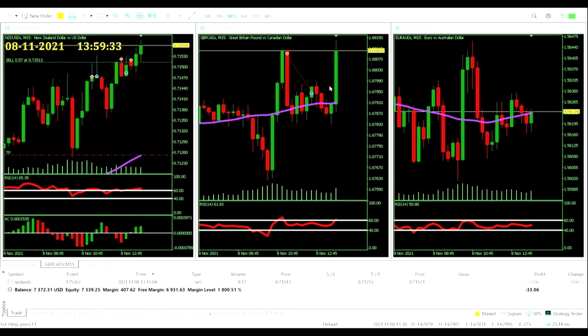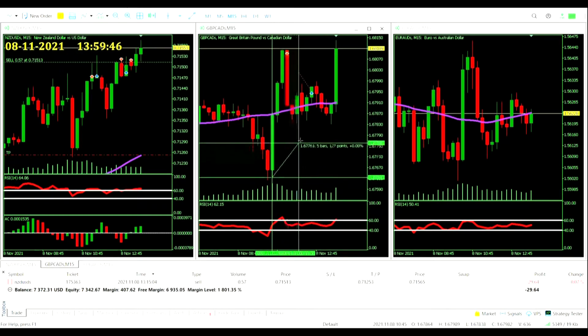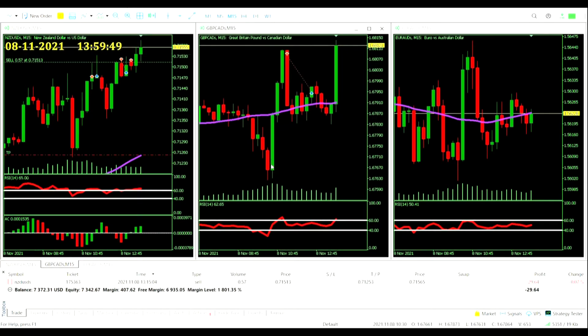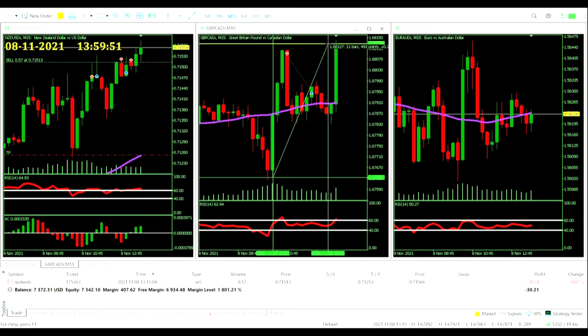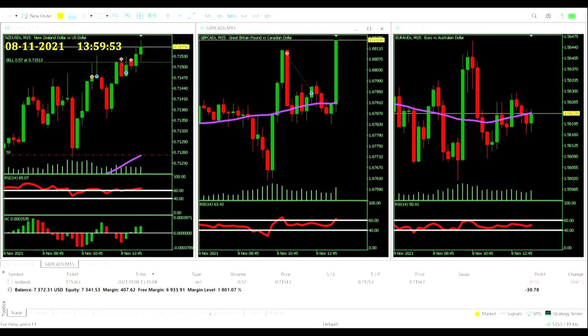Meanwhile, the middle chart, the Great British Pound Canadian, what a push on this candle, and it has knocked the RSI above 60, almost at 62. So we're going to be measuring out our risk. This is the 14th candle here, so we do get quite a low for it. Otherwise it would have been up here. Let's have a look what that gives us. There's around about 49 pips that we're going to go for.